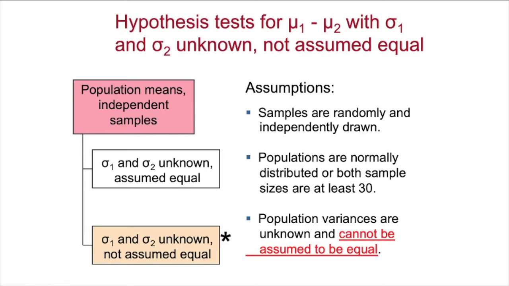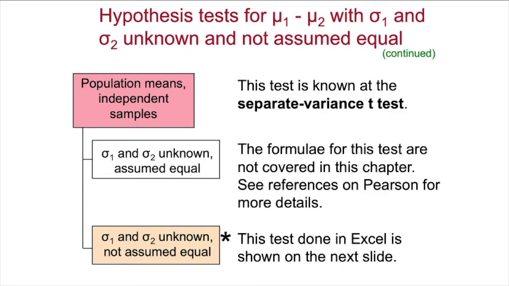Okay, so earlier I said that we had two sub-cases. The second case is when we do not assume that sigma 1 and sigma 2 are equal. So we still have samples that are independently drawn. We still have populations that are either normally distributed or sample size greater than 30. However, this time we assume that the variances are not equal. So what do we do in that situation?